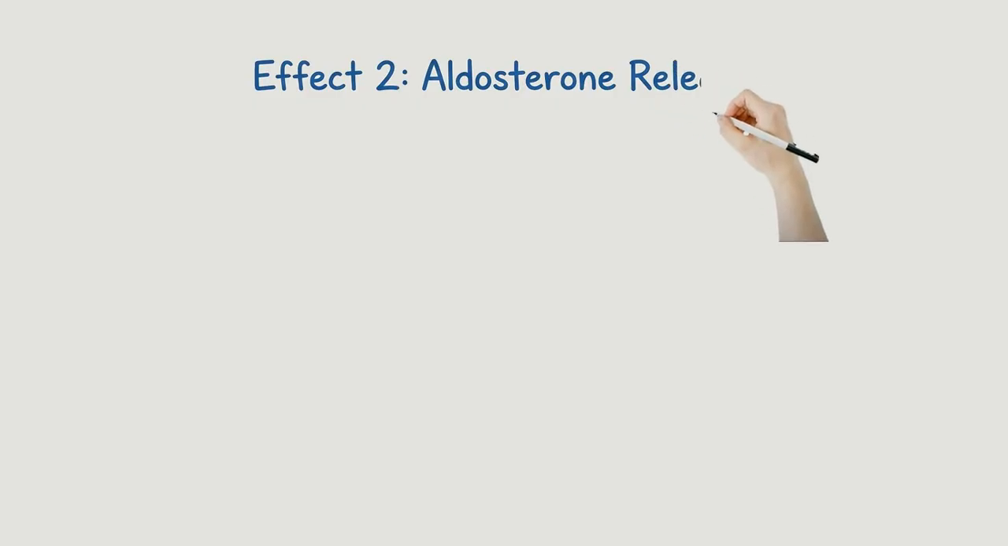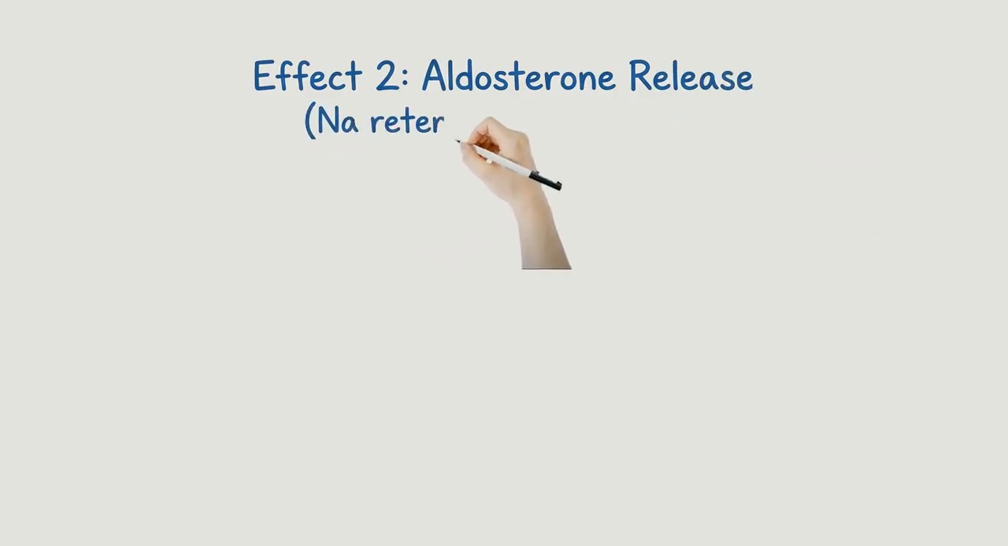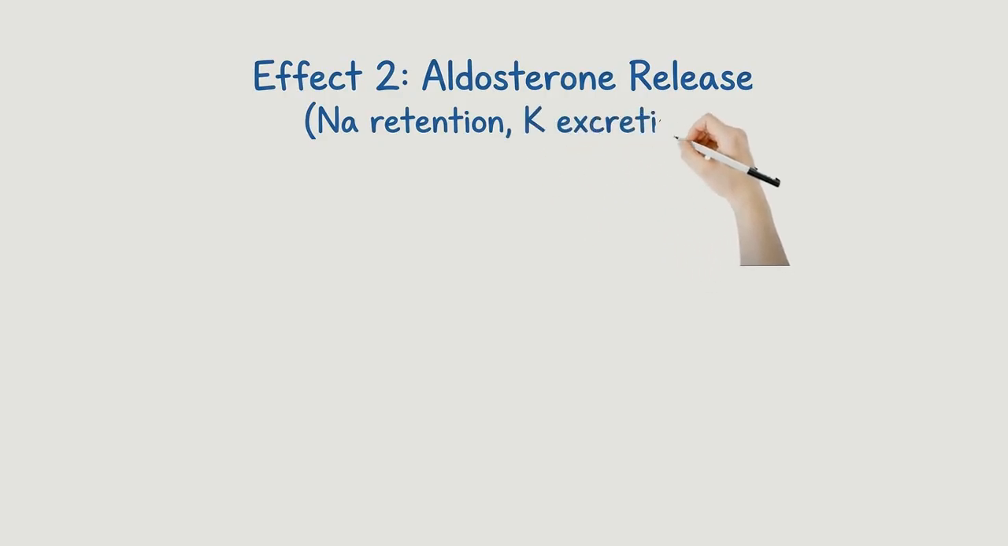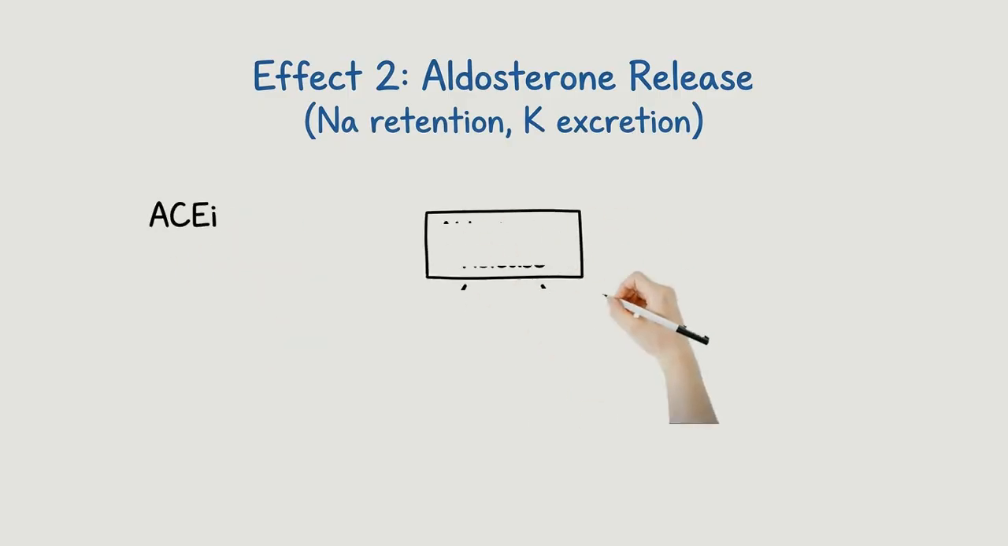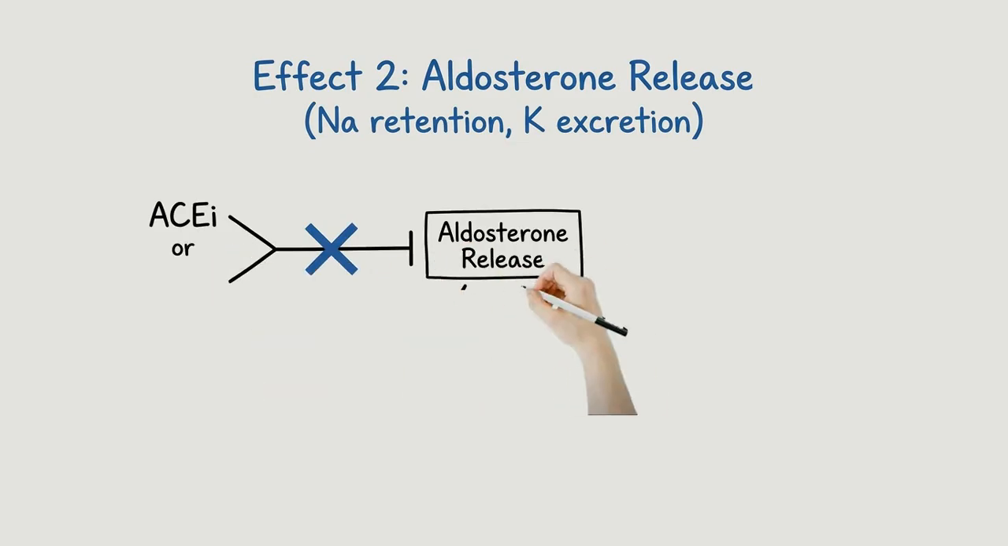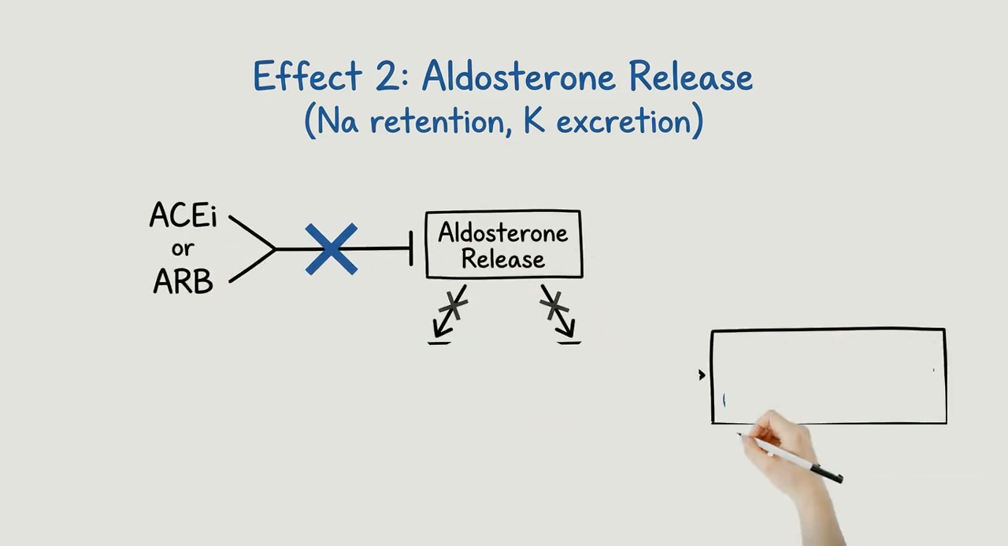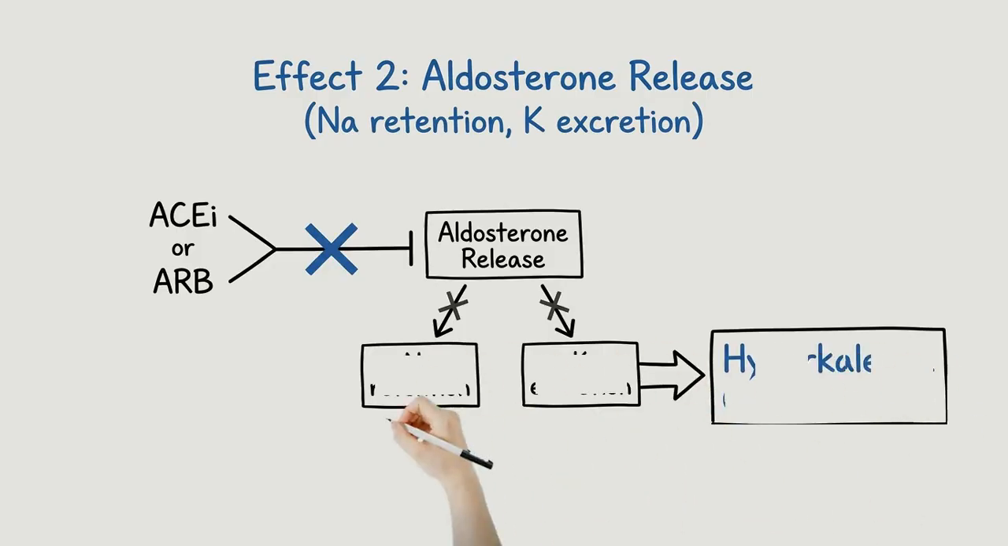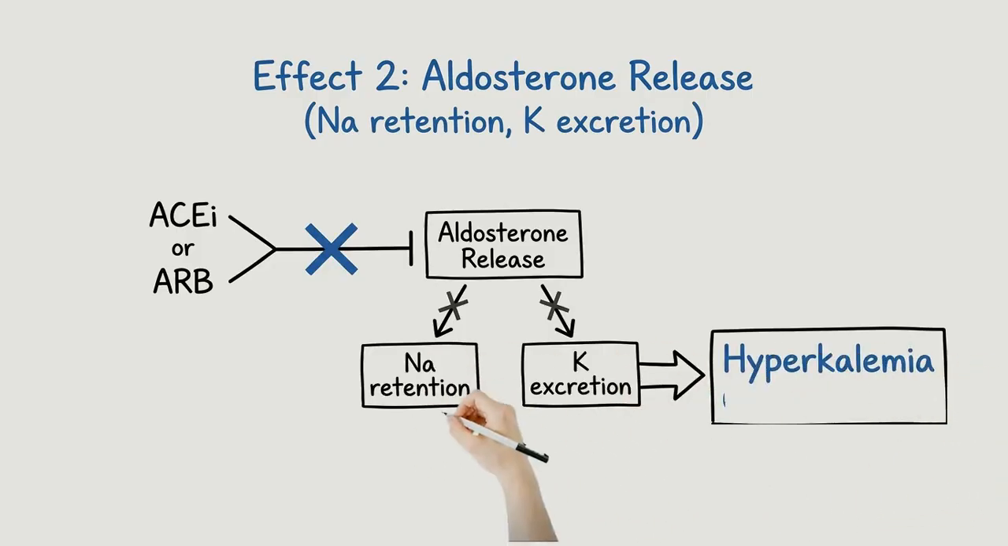Angiotensin II signals the adrenal cortex, specifically the zona glomerulosa, to release aldosterone. Aldosterone causes sodium and water retention in the collecting duct, with potassium excretion as the trade-off. Block angiotensin II and you reduce aldosterone. Less potassium is excreted. Hyperkalemia follows.